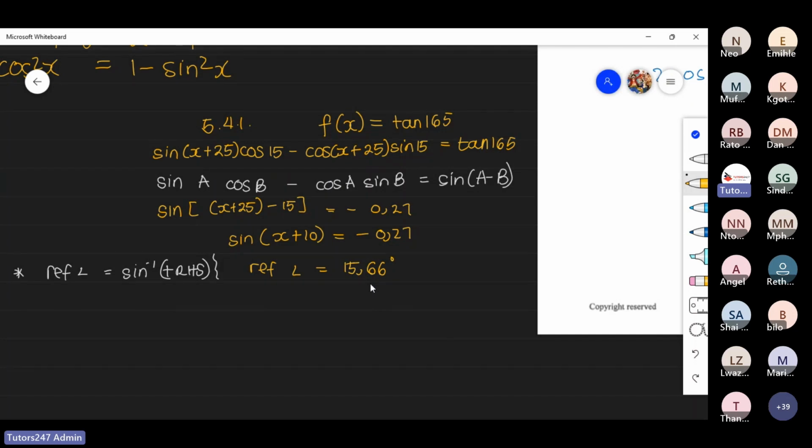So we ask ourselves, which quadrant is sine negative in? Sine is negative in quadrant 3 and quadrant 4. Keep in mind that everything is positive in quadrant 1, sine is positive in quadrant 2, tan is positive in quadrant 3, and cos is positive in quadrant 4. So the only quadrants where sine is not positive, meaning sine is negative, are quadrant 3 and 4.